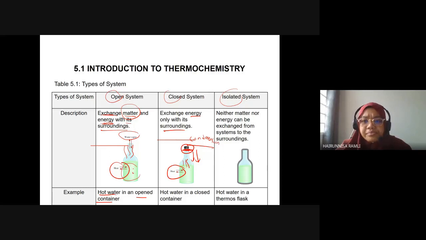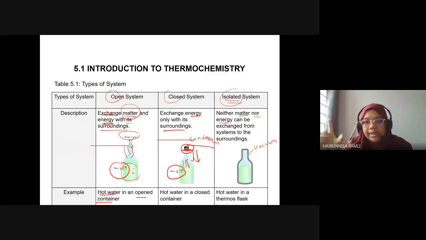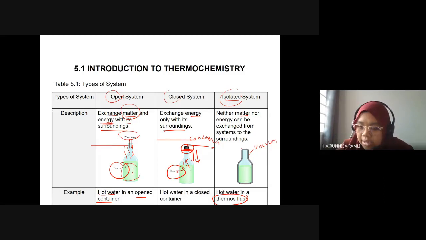Okay, and next one is isolated. So isolated, neither matter nor energy can be exchanged from system to surrounding. Because of what? Because dia dah tertutup in a vacuum. Maksudnya kat sini, bukan tutup biasa, dia vacuum kan lagi, insulated kan. So for example, hot water in a thermos flask. So kat sini, kita assume lah, tak ada heat changes, tak ada juga matter changes.